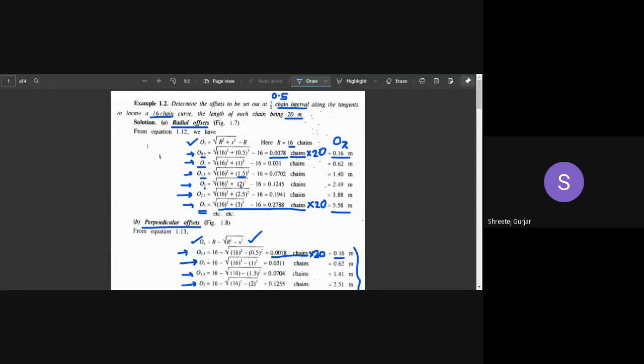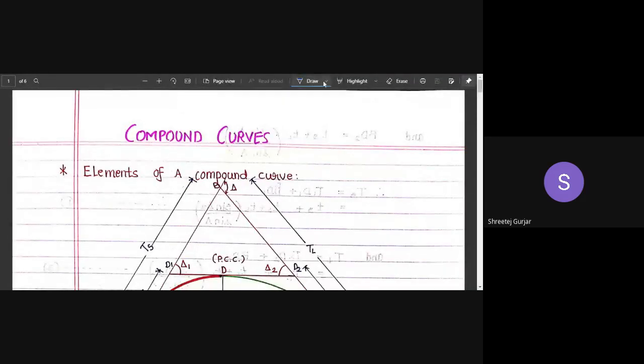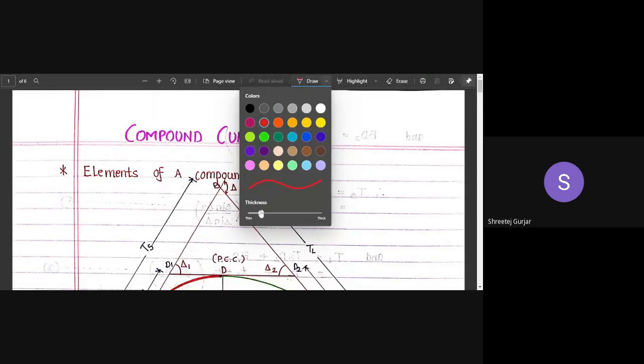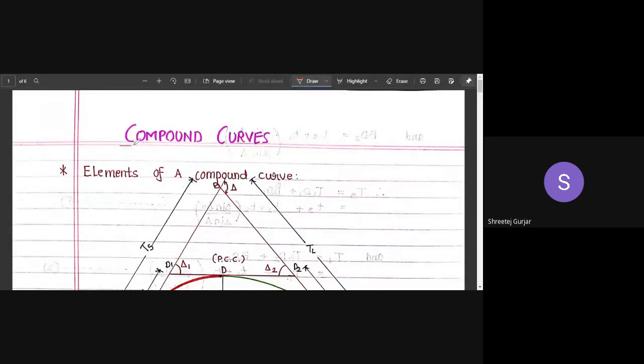So this is regarding your simple curves. Now we are done with simple curves, and we have to move on to compound curves. We have to look into the next chapter. This was our first chapter wherein we studied simple curves. The next chapter deals with compound curves. I hope you can see the screen wherein I have shown you a compound curve.